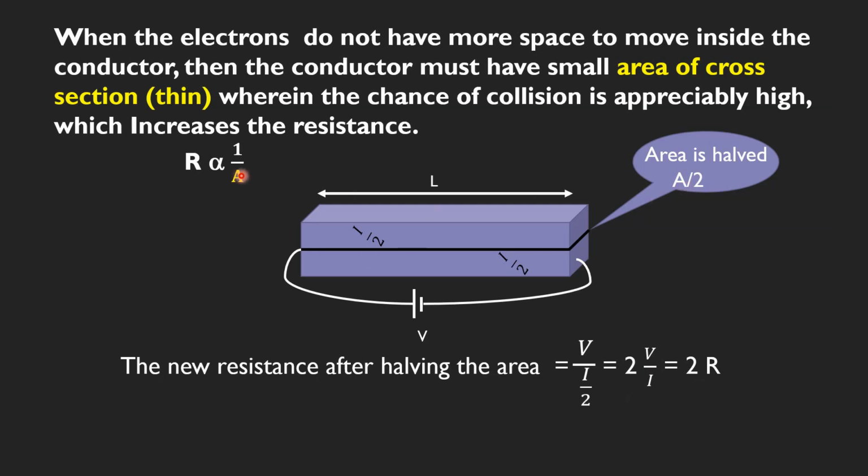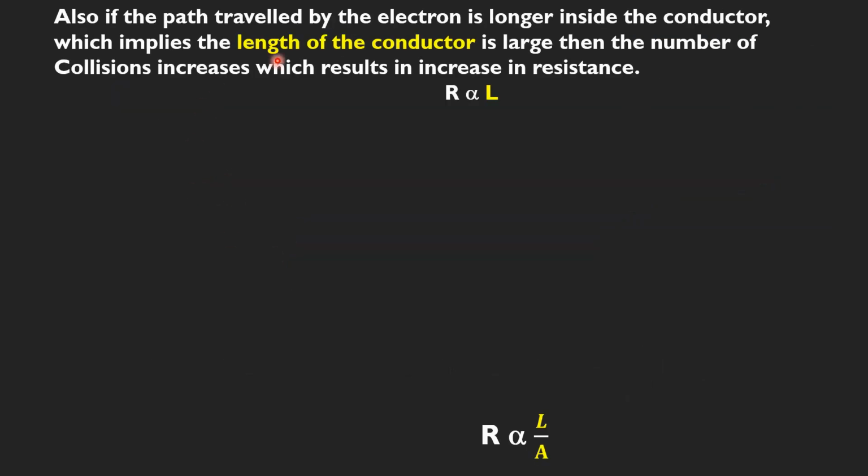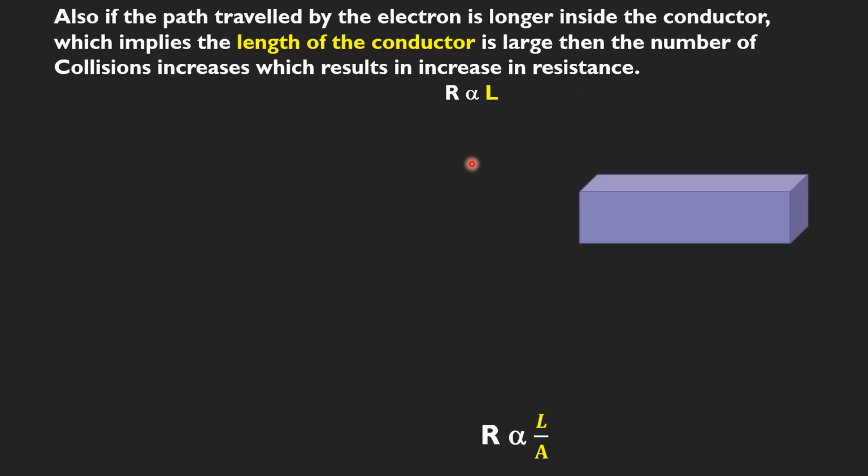So when the area of cross section is very small, the resistance increases. So they are inversely proportional to each other. And the third thing is that if the path traveled by the electron is longer, so here we are going to concentrate on the length of the conductor. If the length of the conductor is large, the number of collisions increases, which results in an increase in resistance. This is how we can explain this.